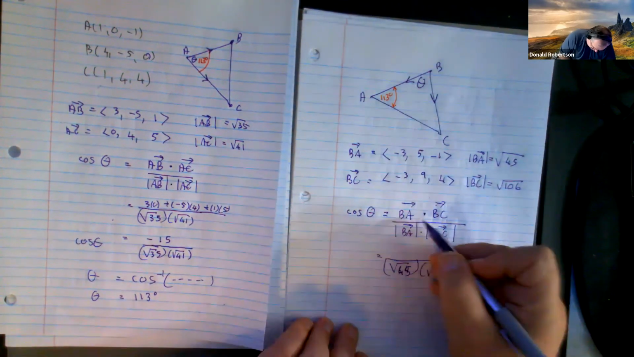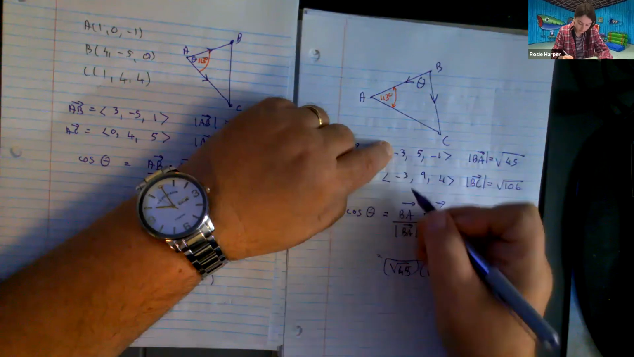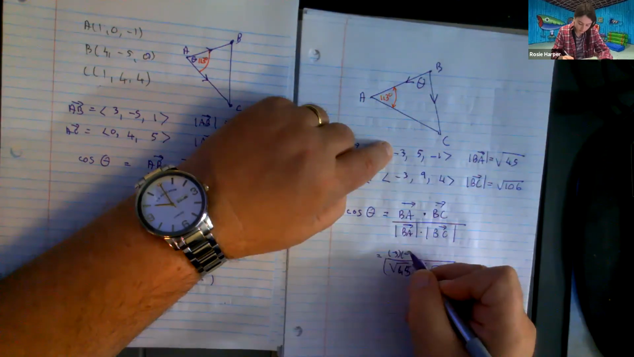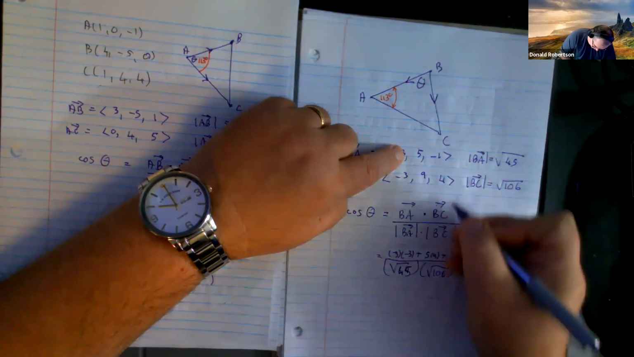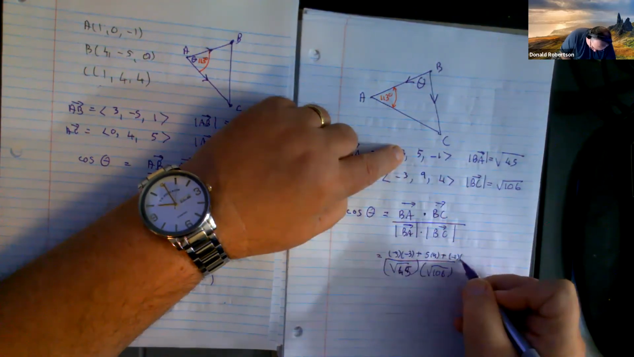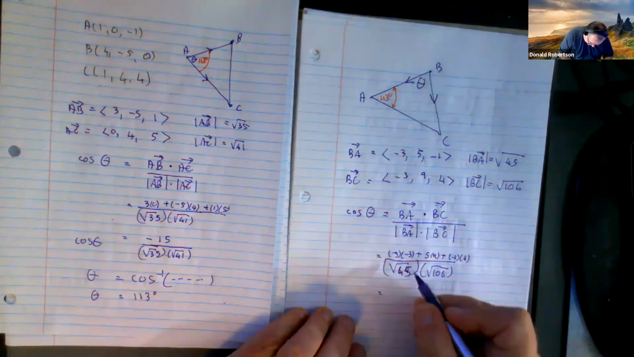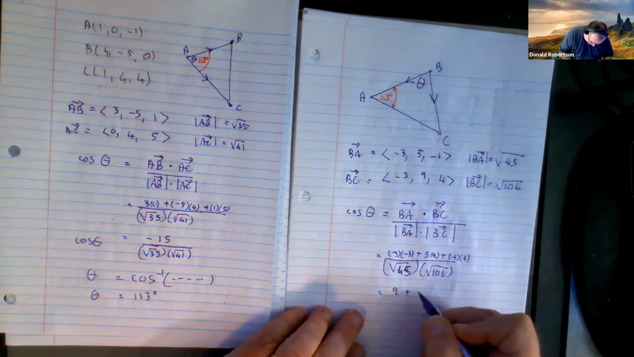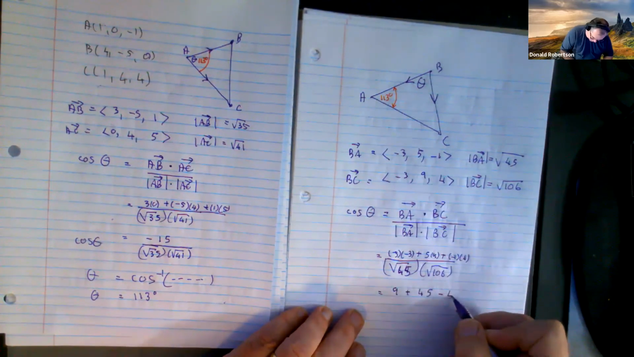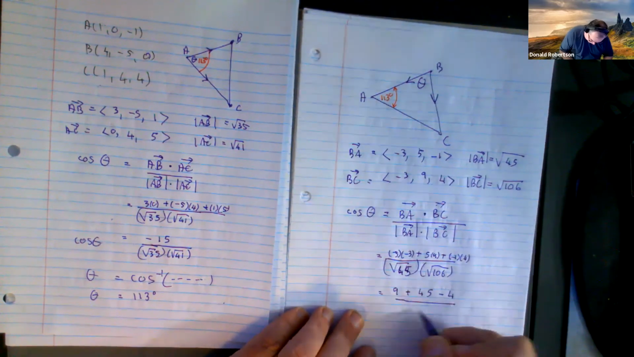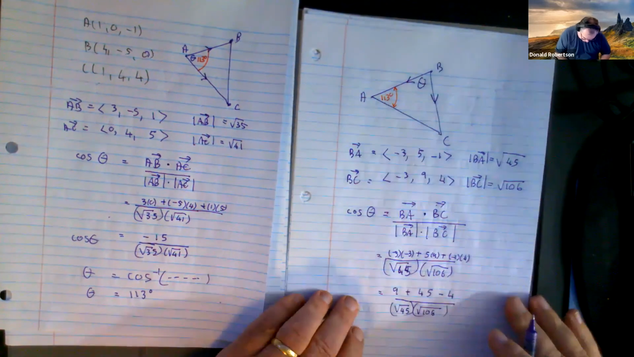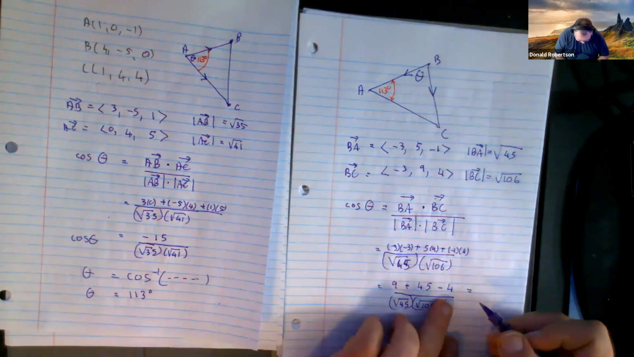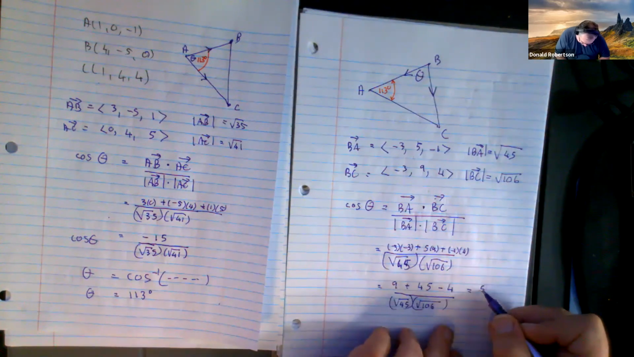And the dot product, well, -3 times -3 plus 5 times 9 plus -1 times 4. And that's going to get me a 9, add a 45, take away a 4, over these two guys. And what does that get me? That gets me 50. It's not as bad as I thought.